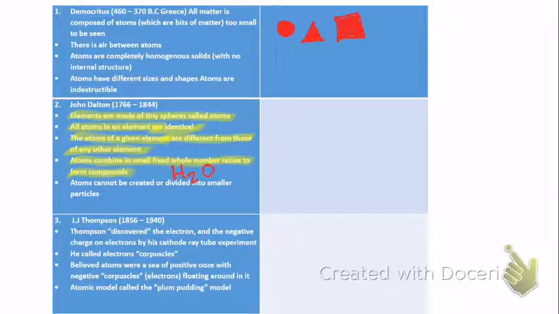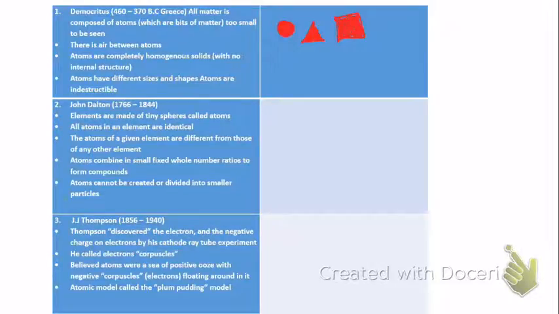He also said that atoms cannot be divided into smaller particles, all right? So these were the ideas of John Dalton. Now, some of these ideas are correct, some of them are wrong, all right? So I'm going to highlight the correct ones.